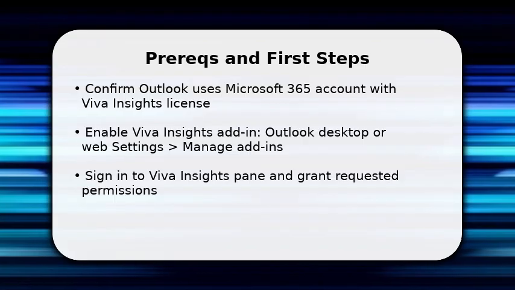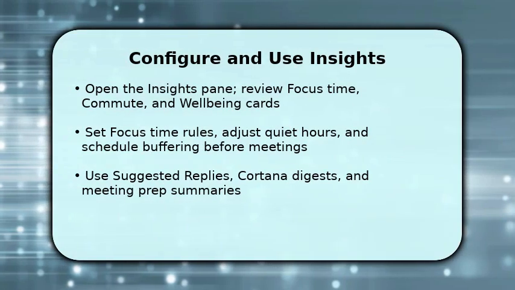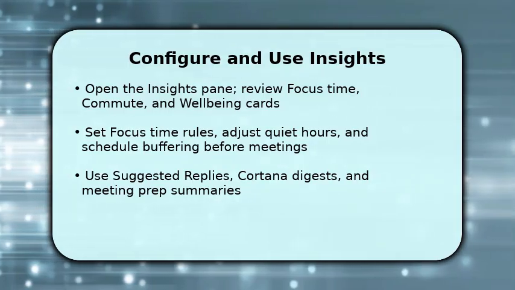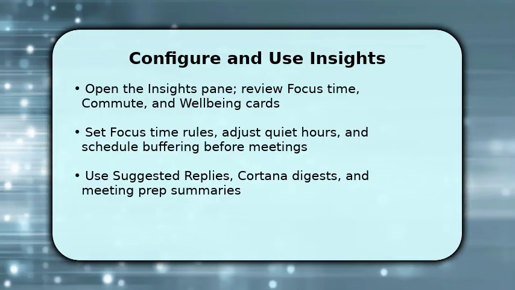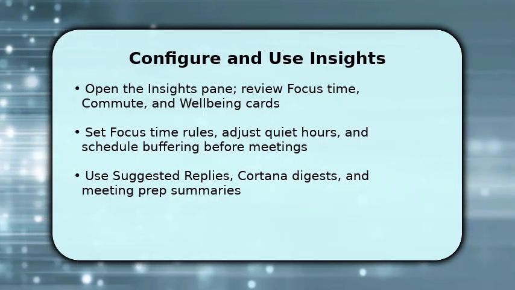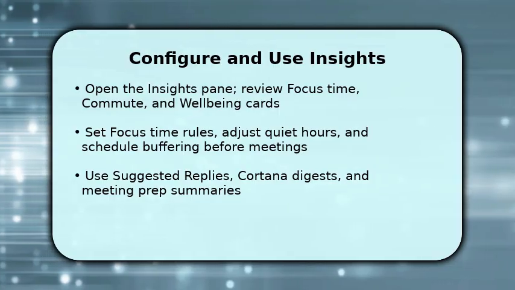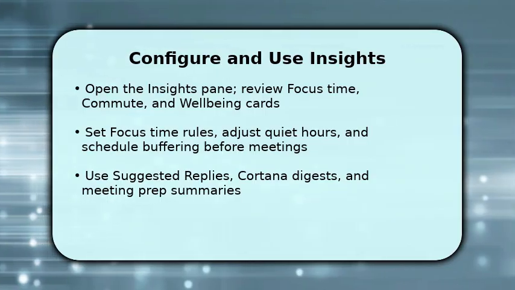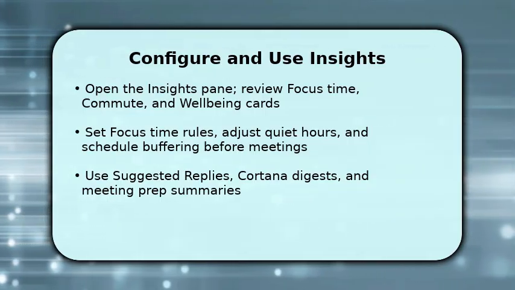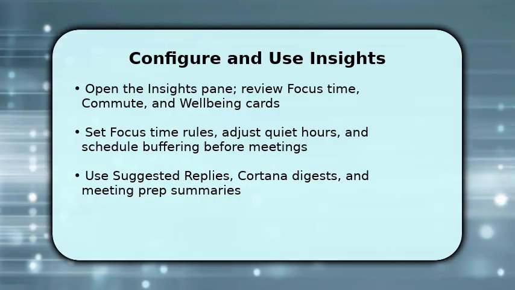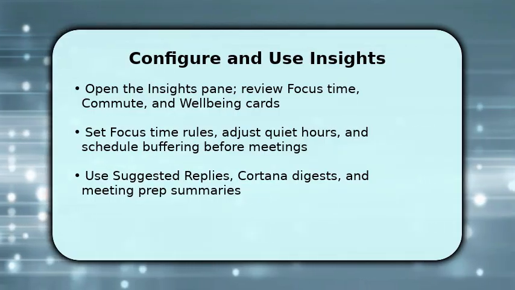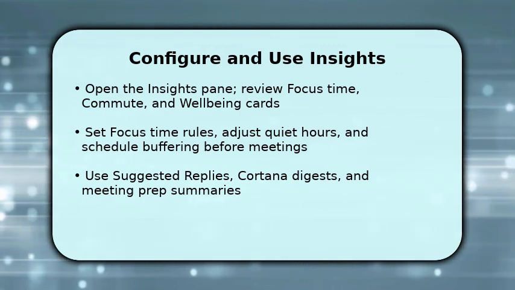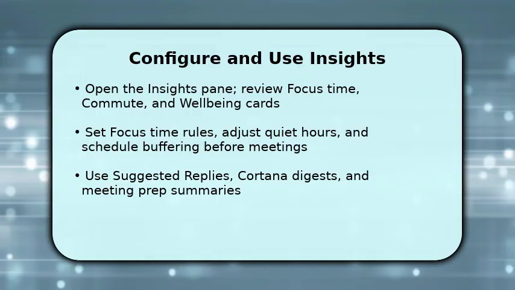Now you configure and act on what Insights offers. Open the Insights pane and scan cards like focus time and well-being to see patterns. This helps prioritize. Once done, set focus time rules and quiet hours, and schedule buffers before and after meetings so you have uninterrupted blocks. Use suggested replies and meeting prep summaries to save time, and enable Cortana digests to get daily highlights. These steps change behavior because they convert raw signals into automated blocks and concise.